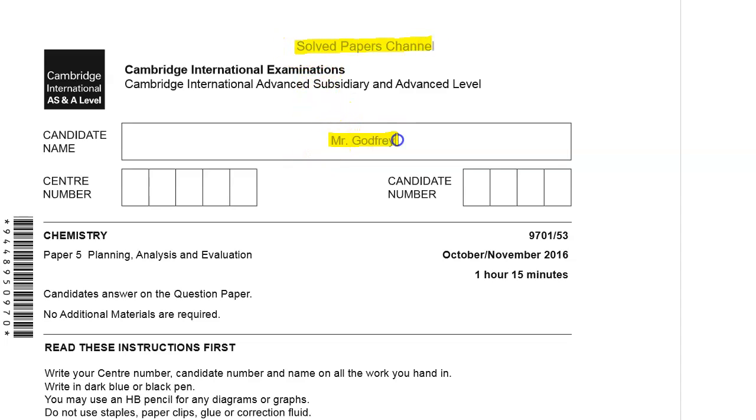I'm Godfrey. In this video, I'm solving A2 level chemistry paper 5. This is a planning, analysis and evaluation practical paper of October, November 2016. This is variant 5.2. The paper is 1 hour 15 minutes. You do not need any extra material. You only need a pen, pencil, a ruler, and your calculator for purposes of calculations, and pencil for drawing graphs.